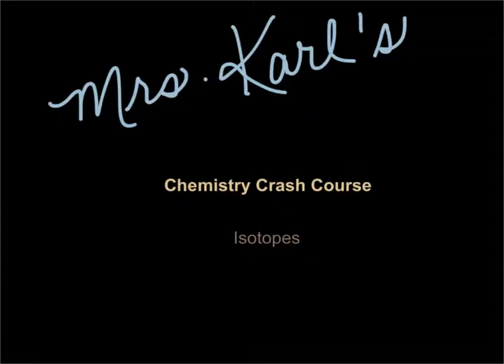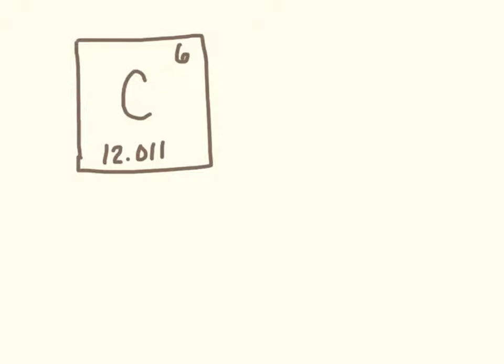Today we're going to be talking about isotopes. Before we talk about isotopes, let's take a quick little tour of a block or an address on the periodic table. So here's a block of carbon. So this is what carbon could look like on a periodic table.